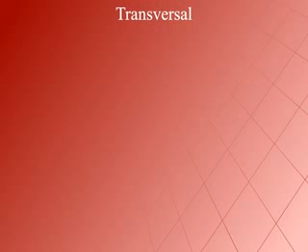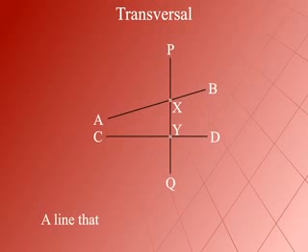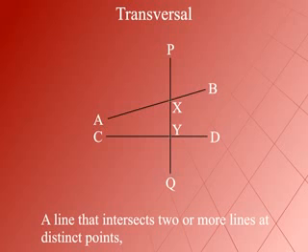Transversal. AB and CD are two lines in the same plane. PQ intersects AB at X and CD at Y. Here, the line PQ is called a transversal to the lines AB and CD. A line that intersects two or more lines at distinct points is called a transversal.